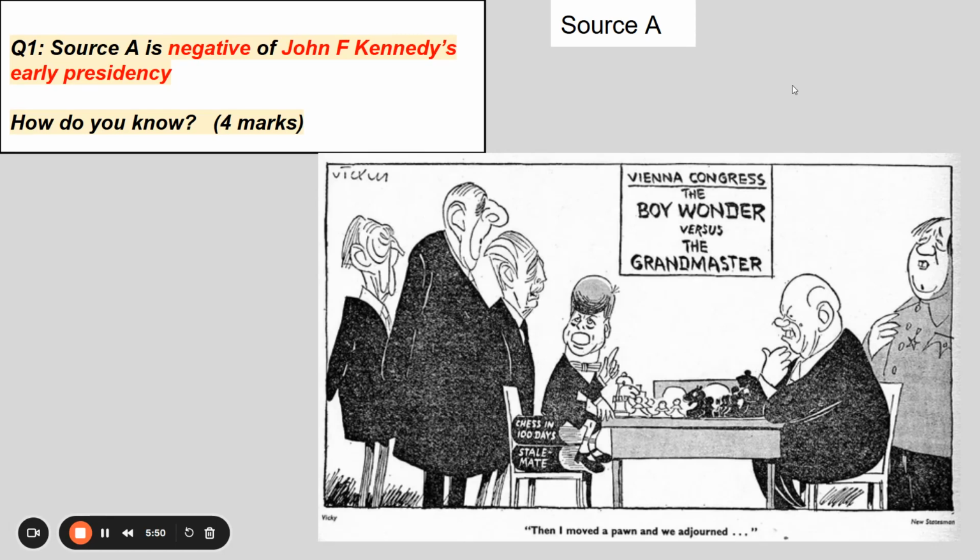And we can see that Kennedy's got some books there, Chess in 100 Days, trying to influence the idea that Kennedy maybe didn't know much about politics compared to Khrushchev. And we can link this with our historical knowledge. When they met in Vienna to discuss issues such as Berlin, Khrushchev basically pushed Kennedy around and made demands because he saw JFK as being inexperienced.